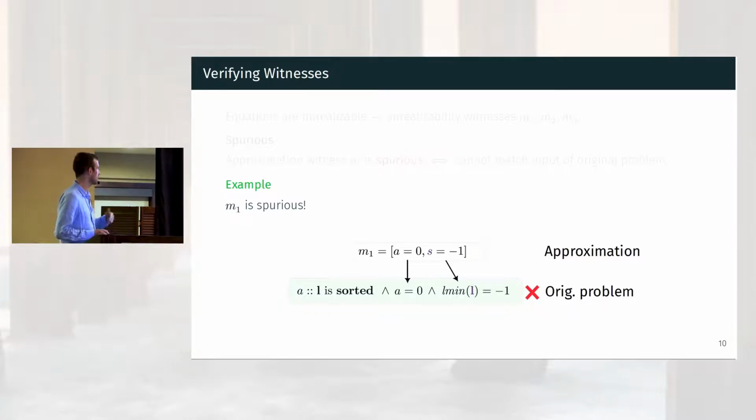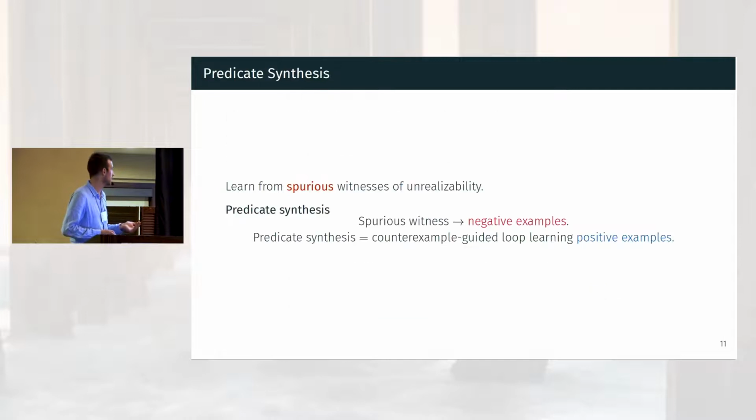So with this contradiction, we're going to try to synthesize predicates that can eliminate this possibility. So we want to learn from these spurious witnesses of unrealizability. And intuitively, the predicate synthesis procedure takes these spurious witnesses as negative examples. So the predicate must be false on these inputs. And we have a counterexample guided loop that learns positive examples and synthesizes a predicate that classifies the negative and positive examples.